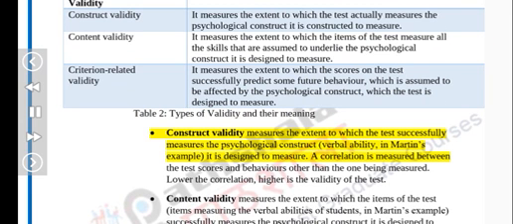Construct validity measures the extent to which the test successfully measures the psychological construct it is designed to measure, which in Martin's example is verbal ability. A correlation is measured between the test scores and behaviors other than the one being measured. Lower the correlation, higher is the validity of the test.